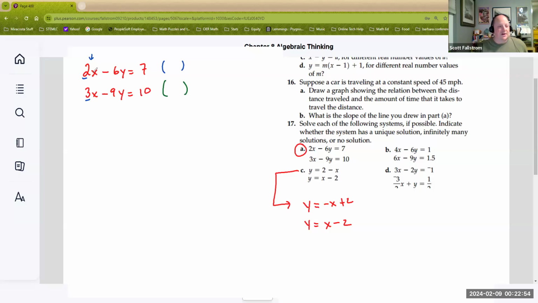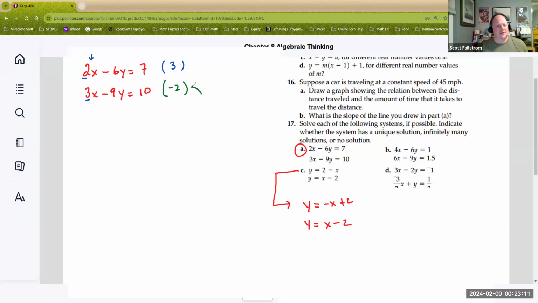So for the coefficient on x, 2 and 3, their least common multiple is 6. So in order to get a 6, I would multiply the top one by 3. And just so later I can actually do addition, I'm going to multiply the bottom one by -2.